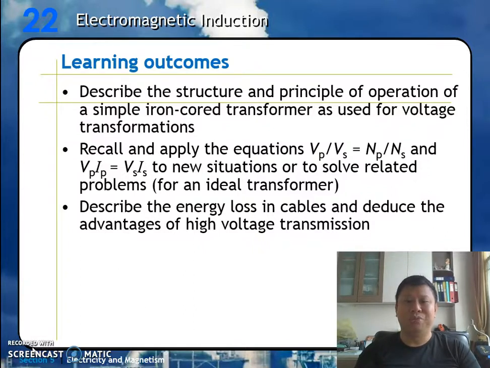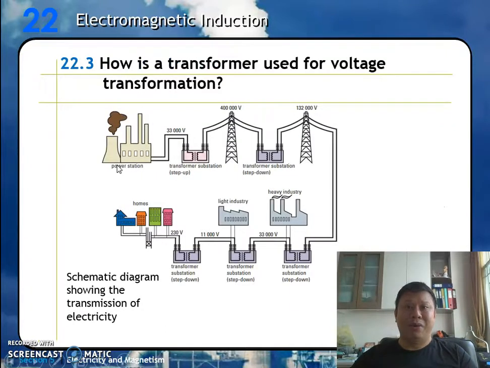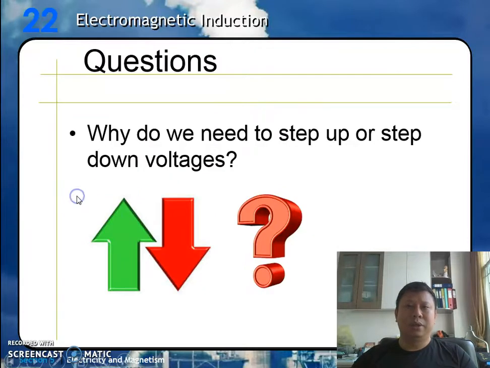transmitted to your homes. This schematic diagram shows how electricity is transmitted to the domestic homes. You can see that from the power station to the various substations, the voltage is stepped up and then stepped down when the electricity is used at the industries, and then stepped down further when the electricity is used at the homes. Now the question is, why is there a need to step up and step down the voltages? What are the reasons to do this? Well, this is what I would like you to think about as we run through this lesson today.